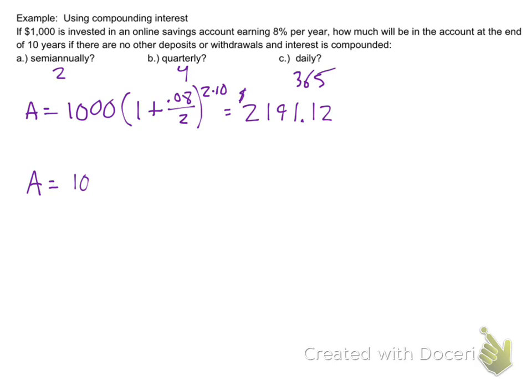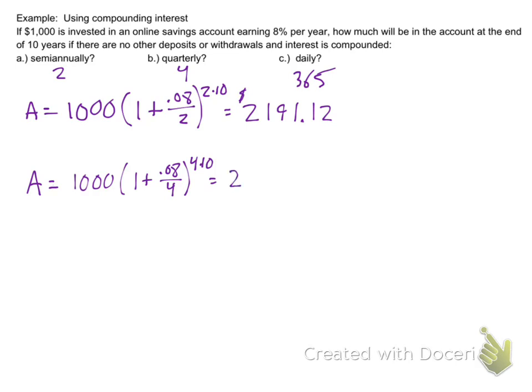If I went to quarterly, I'd still put my $1,000 in. My 0.08 rate would now be cut into, what's N? 4 times. And I have to do 4 times 10, which is 40. So now it's going to be checked 4 times a year for a total of 40 times over those 10 years. So take 0.08, divided by 4, add 1, make sure you enter all these things, and then take it to the 40th power. Multiply by 1,000.